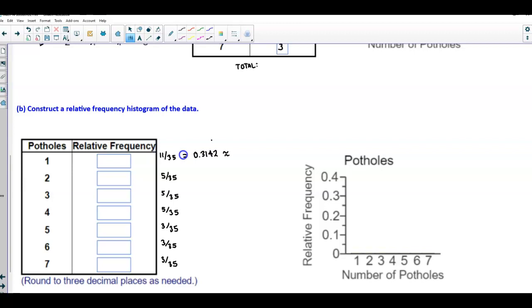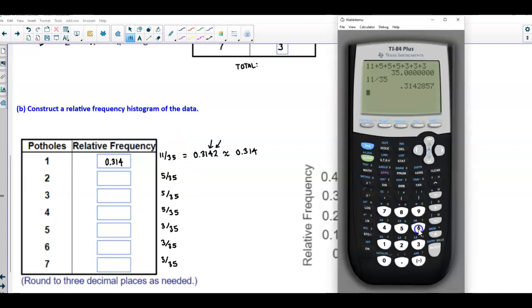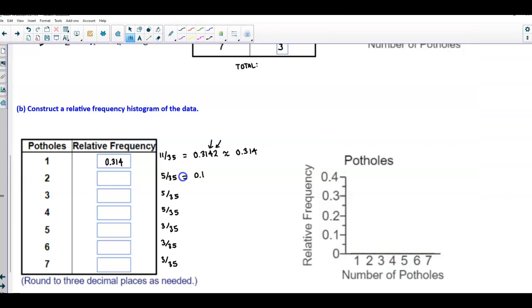So 0.3142, and then we want to round it. This is our rounding digit. This is our testing digit. So that gives us 0.314. Then we take 5 divided by 35, and we get 0.1428. This is our rounding digit. This is our testing digit. So we're going to round up to get 0.143. And it's going to be the same for the next two, 0.143.